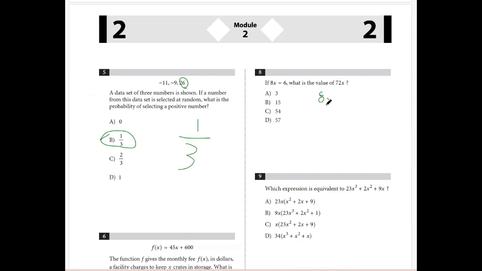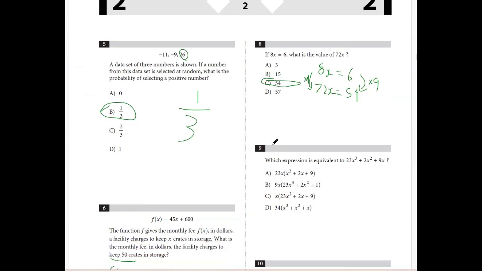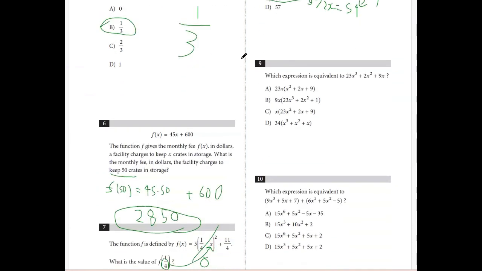So if 8x is equal to 6, how do I get from 8x to 72x? You just multiply by 9, multiply by 9 here as well, and you get 54. So C is correct. Okay, question 9, which expression is equivalent to this?